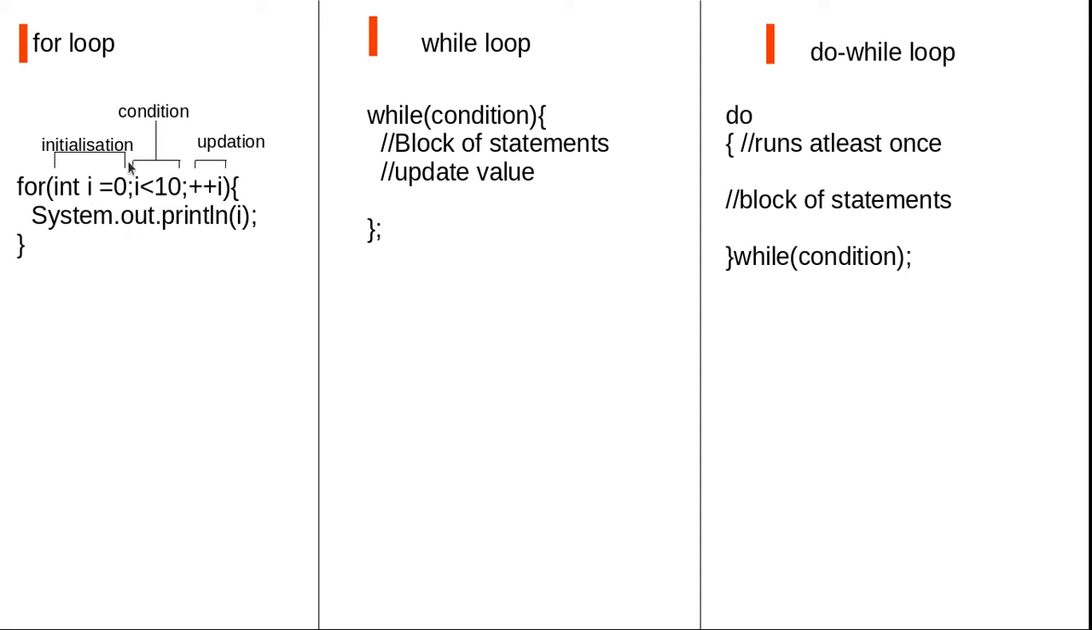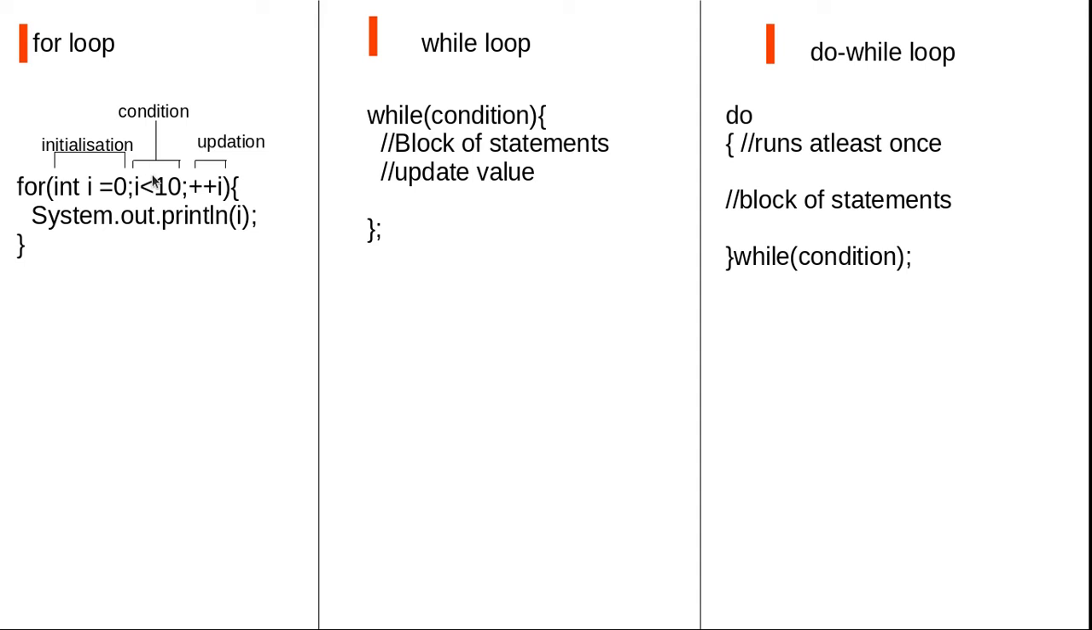So there are three parts of the for loop. One is the initialization, second is the condition, and third one is the updation. And make sure that these three are in the right order. You cannot shuffle them. So in the for loop, what you are going to do is first initialize a variable. Let's suppose it is i equals 0.